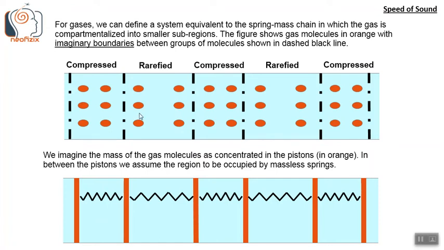So we imagine the mass of the gas molecules as concentrated in the pistons in orange, shown in the below figure. So basically all these individual particles, their mass, we assume that they get concentrated in these pistons or these bars shown in orange in the below figure. And in between the pistons, in between these bars, we assume that the region is occupied by massless springs, shown by these zigzag lines.